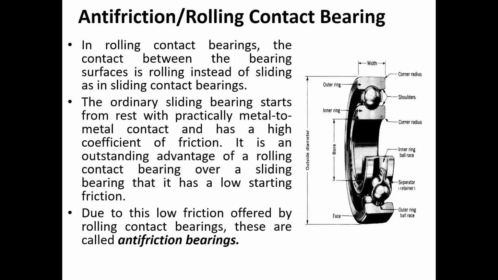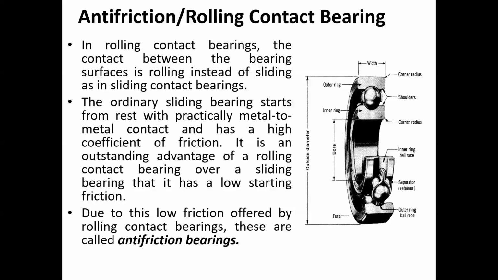when two bodies are in relative motion and having the surface contact. Okay, so surface contact friction is always higher and point or line contact friction is always less. So in case of rolling contact bearing, the contact between the two surfaces in relative motion has a point or line contact. So the friction value is very less.